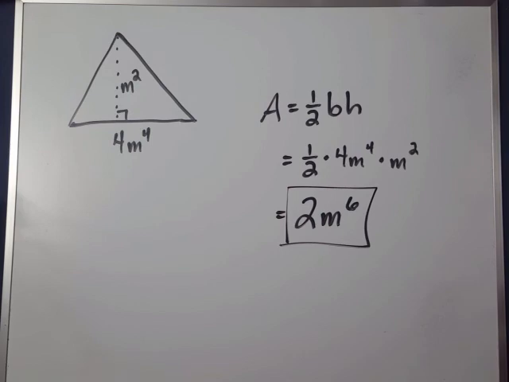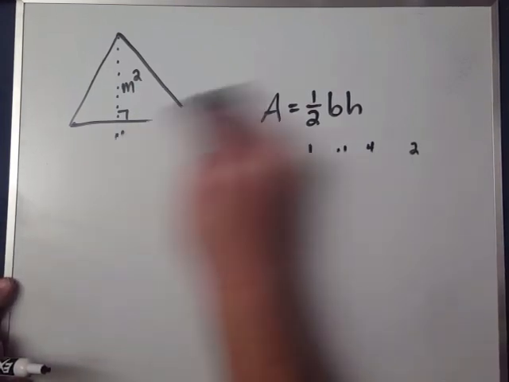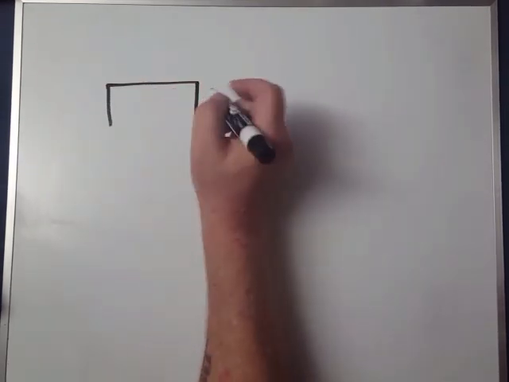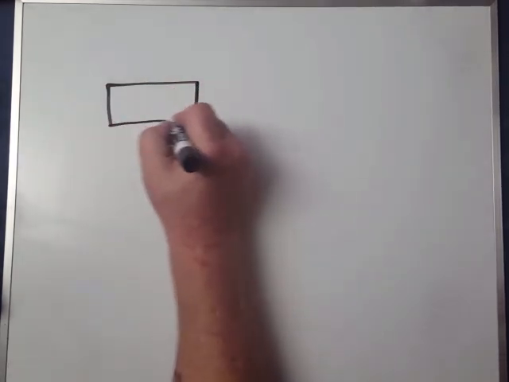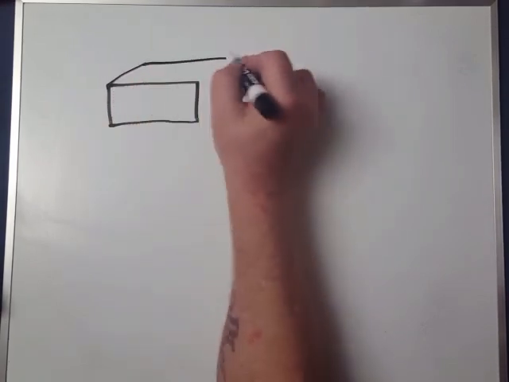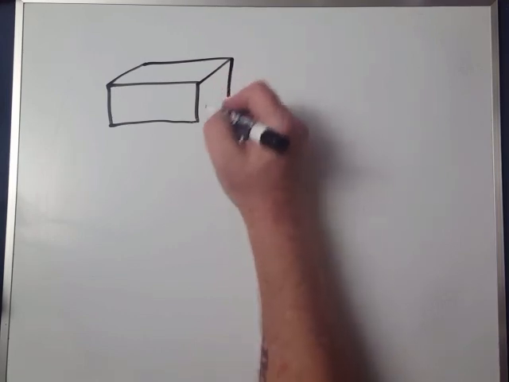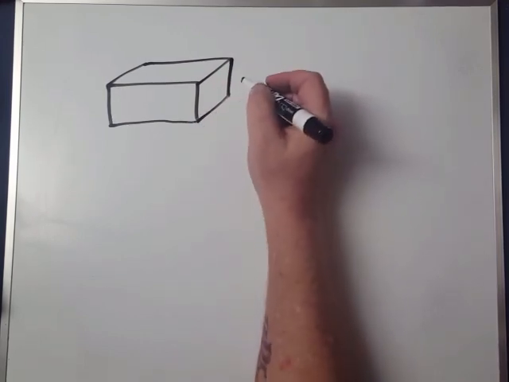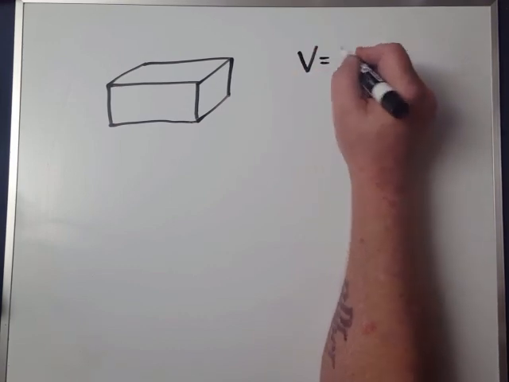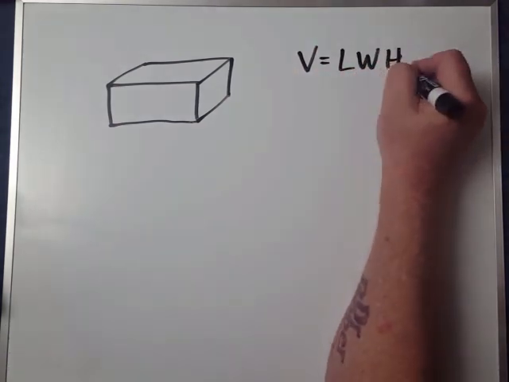Number 92. Number 92, we're given a rectangular solid and asked to find its volume. This is not one of those formulas that I have asked you to memorize for this semester, but I can only imagine if you've been to high school, you know the volume of a rectangular solid is its length times its width times its height.